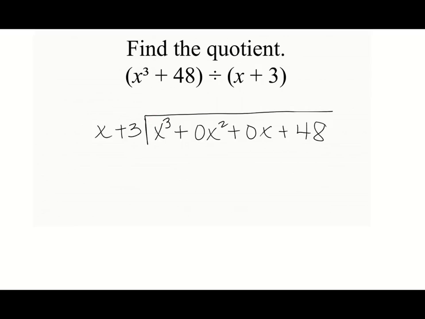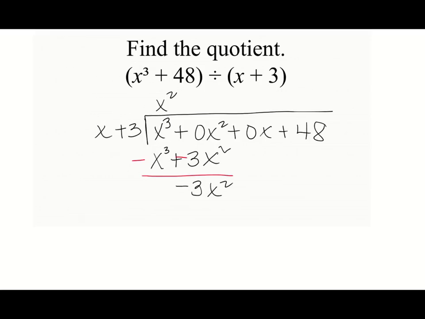Like in the last example, we want to think, what is x cubed divided by x? Well, it's x squared. So that's what we're going to bring up to the top. And we're going to take x squared and multiply it by x plus 3. So x squared times x is x cubed. x squared times 3 is 3x squared. Now we want to draw our line, change our signs, and then we're going to add going down. So x cubed minus x cubed is 0. And then 0x squared minus 3x squared is going to be negative 3x squared.